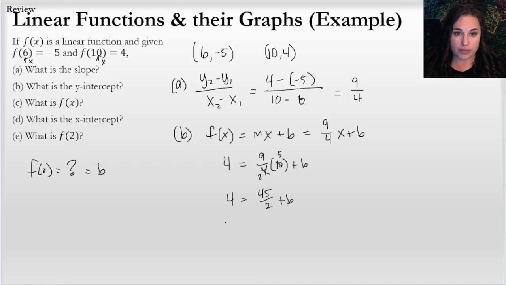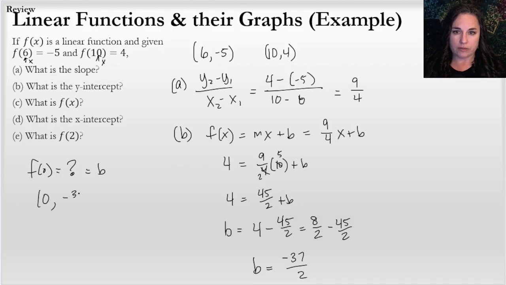Now we're going to solve for b. So I'm going to say b equals 4 minus 45 halves. I'm going to have to subtract off, so I'm going to convert that 4 to halves, minus 45 halves. And I get b equals 8 minus 45, which is negative 37 halves. So now that I have that b value, it says what is the y-intercept? We might say (0, negative 37 halves) is the y-intercept.